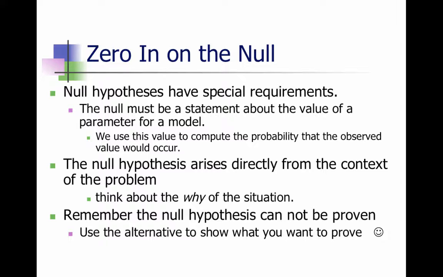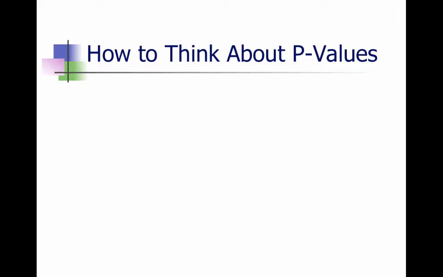We actually use the alternative hypothesis to show what we want to prove. So the null hypothesis can only be rejected or retained. And if it's retained, we say we fail to reject it. We can't prove that it's actually true. We just prove that we either do or don't have enough evidence to keep it. The null hypothesis ends up allowing us to calculate a p-value.